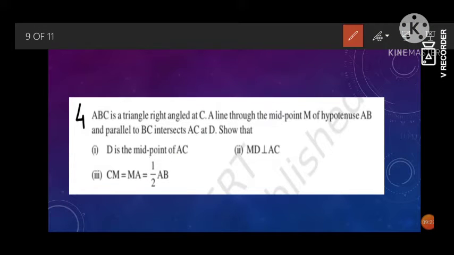Now question number 4. In question number 4 it said ABC is a triangle right angled at C. A line through the midpoint M of the hypotenuse AB and parallel to BC intersects AC at D. Show that D is the midpoint of AC, MD is perpendicular to AC, and CM is equal to MA is equal to half of AB. Now in this question the diagram is not given. That means you have to read the question, understand and draw the diagram.